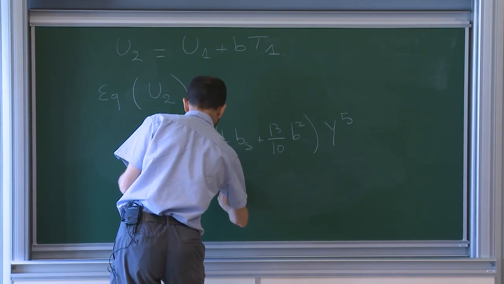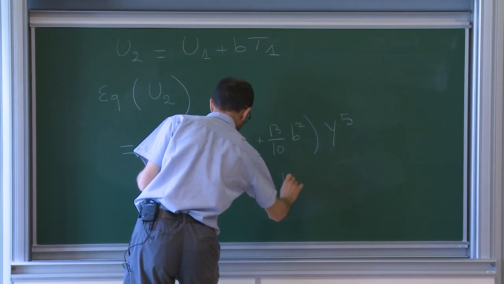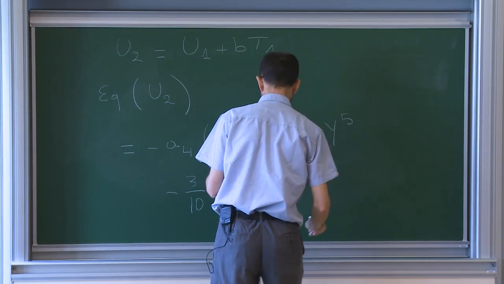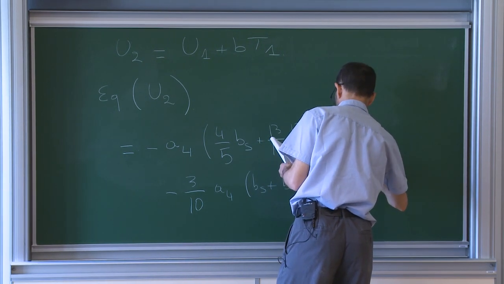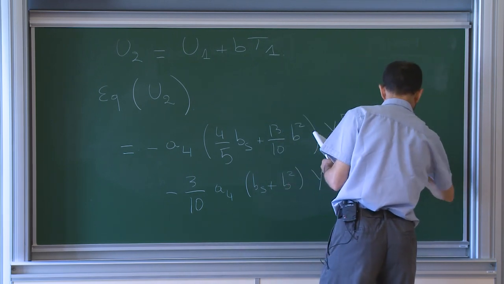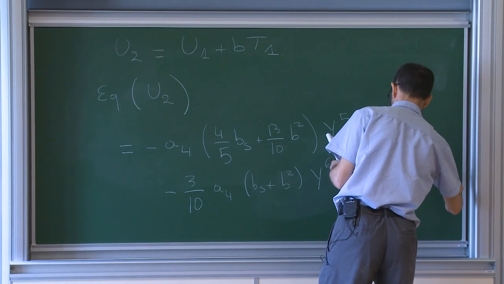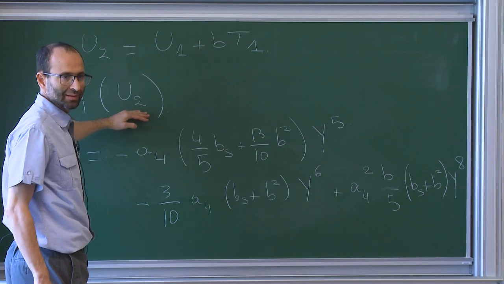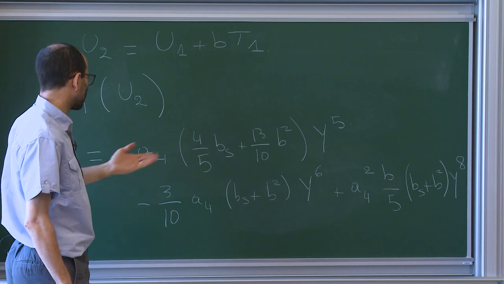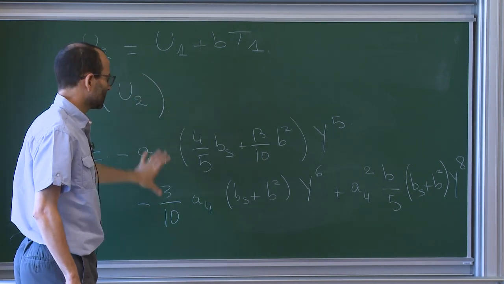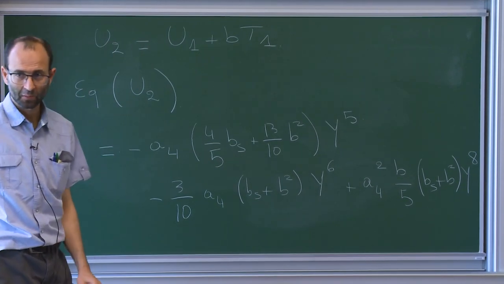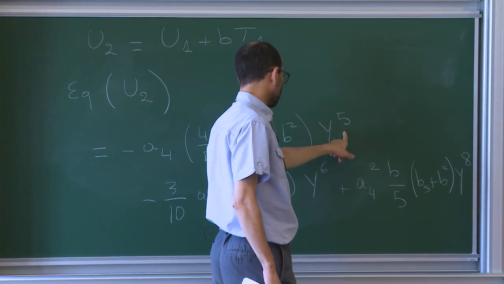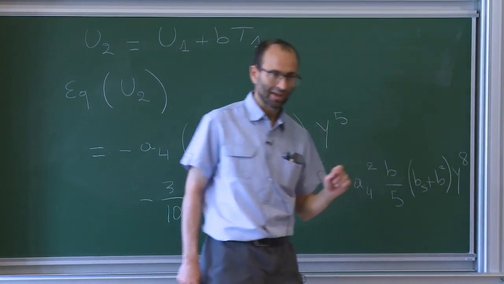Okay, there are some calculations that one has to do. So basically, U2 is an approximate solution. It's not a solution because when you put equation of U2, you don't find zero, but you find something. You find a term which is growing like y to the 5, a term y to the 6, a term like y to the 8.